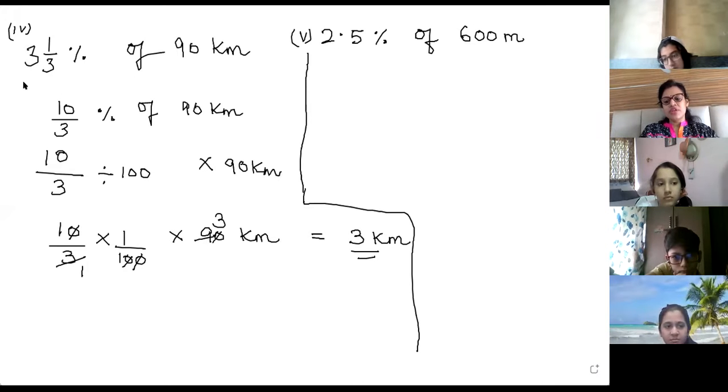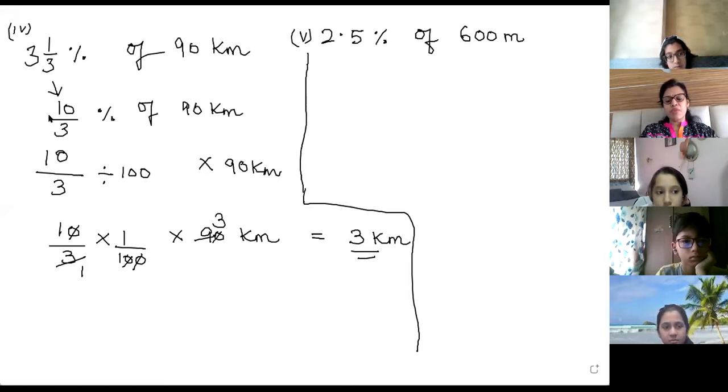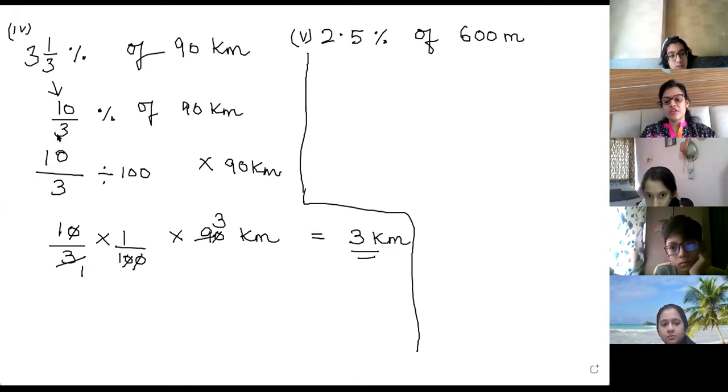3 1 by 3. What did I do? How can I make it 10 by 3? You convert to improper fraction. I have converted it to improper fraction. You remember when you were in the previous class, I explained how to convert mixed fraction into improper. You have to multiply 3 threes are 9 plus 1, 10. 10 by 3. If you have forgotten the method, please go back to the previous classes and revise, okay?